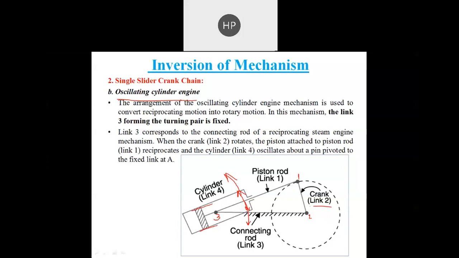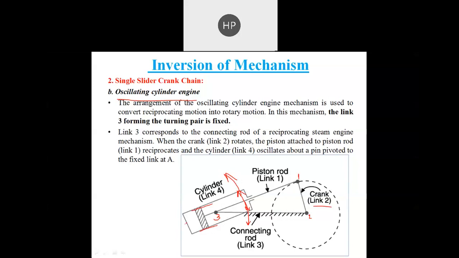And how is this oscillation achieved? This oscillation is achieved by fixing this connecting rod, and as we rotate this crank, with that rotation of the crank, as the dashed circle given here. So the crank may rotate at any point on this circle. As the crank rotates, the piston slides into the cylinder, and the cylinder has an oscillation in this direction.